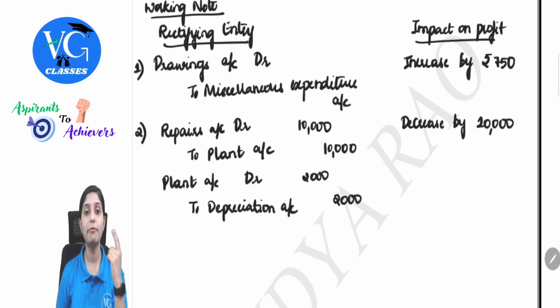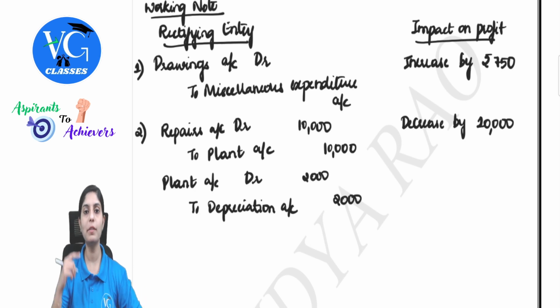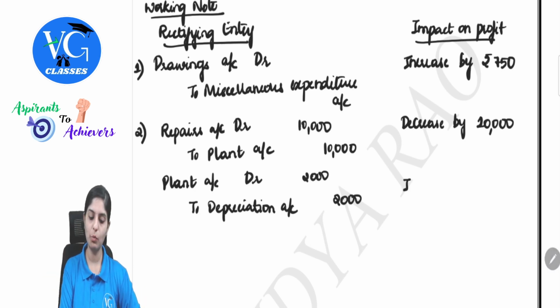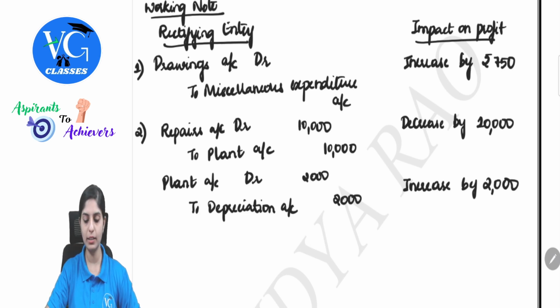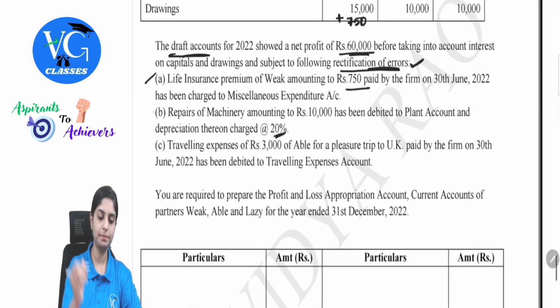Depreciation was debited to your P&L. Now that was not correct. We need to eliminate that effect. So 2,000 is your depreciation, which is reversed. So when the expenditure reduces, your profit will increase. So the profit will increase by 2,000. This adjustment you can also write as one net effect, that is decrease by 8,000. This was the second entry.